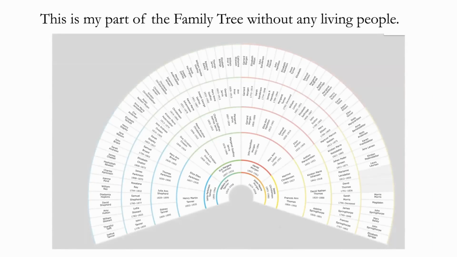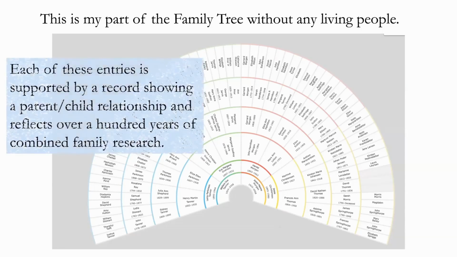So this is my family tree, a spreadsheet showing without any living people showing. This is the dead people. And you can say, well, my family tree is nothing like that. But what you've got to understand about this family tree is that each of these entries on this fan chart here is supported by a record showing a parent-child relationship.